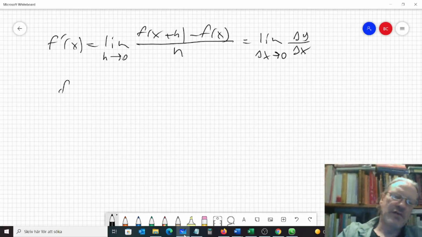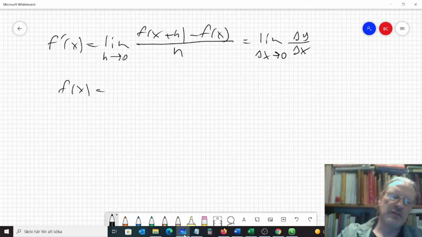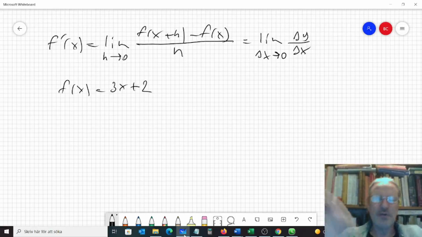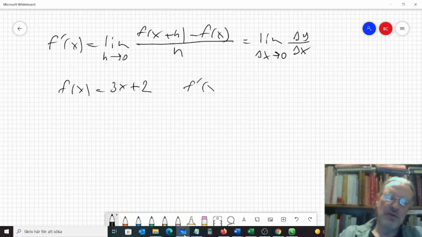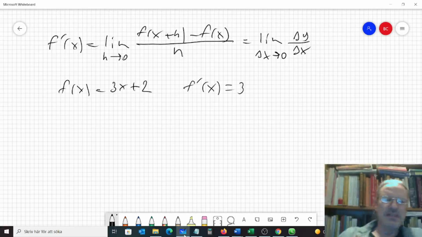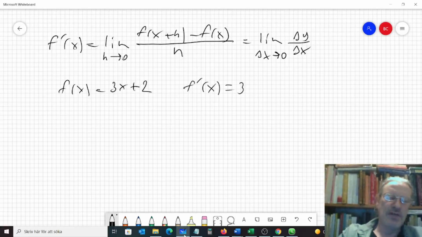So say we have our function f of x equals, say, 3x plus 2. And since the derivative was a function that gives us the slope or the gradient, in this case this gradient is 3 all the way through, so f prime of x should be just 3. So let's see if this works for our definition.